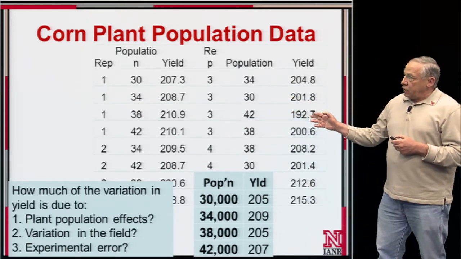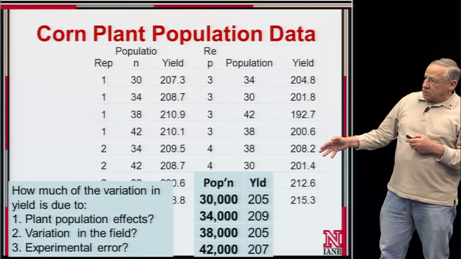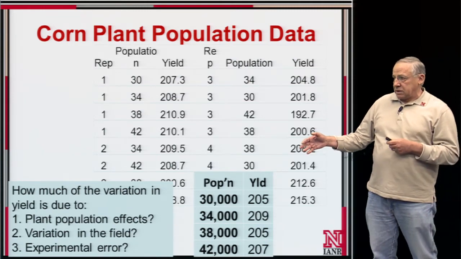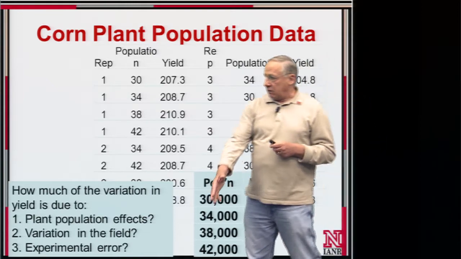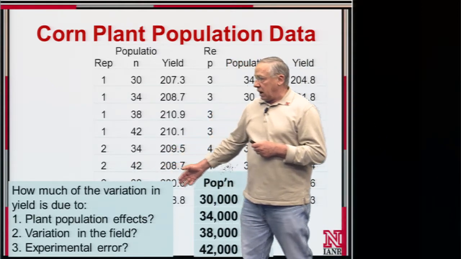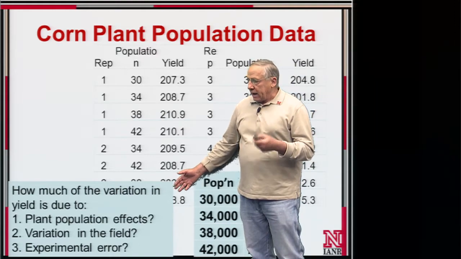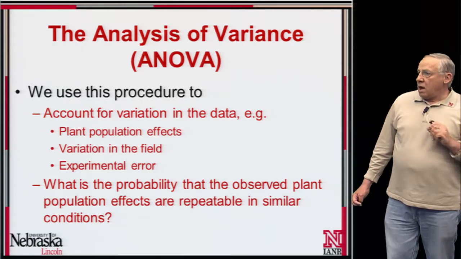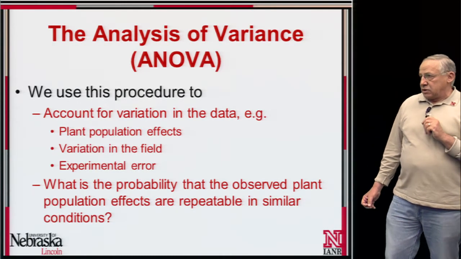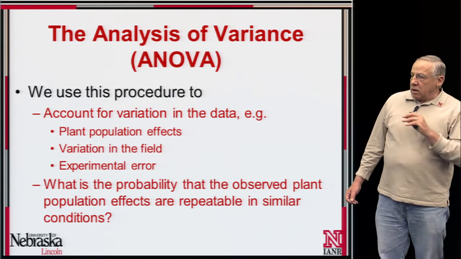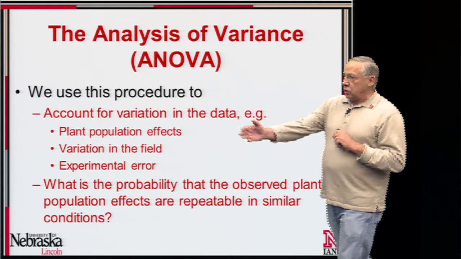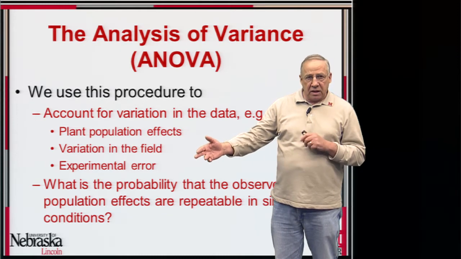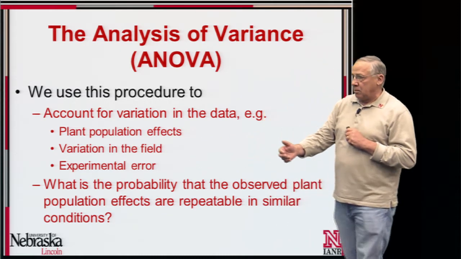If we compare the yields of Rep 3 to the yields of Rep 4, we see the yields of Rep 4 on average are higher. So we do have some variation in the field. And then we have a lot of unexplained variation that we can't account for, and we call this experimental error. To sort this out, we use a procedure called the analysis of variance, and it helps us to determine how much of the variation is due to plant population effects, how much is due to variation in the field, and how much is unaccounted for, what we call experimental error.